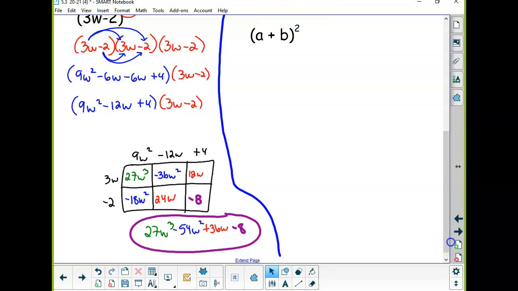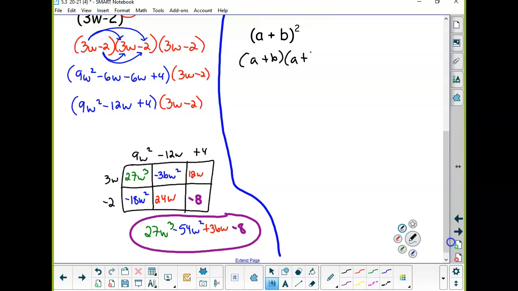So, let's look at a plus b squared. Now, there aren't any numbers in here other than the squared, and that just means you're doing a plus b times a plus b. Now, you can FOIL here if you want, or you can do the area model. I'm going to do the area model just down here quick.